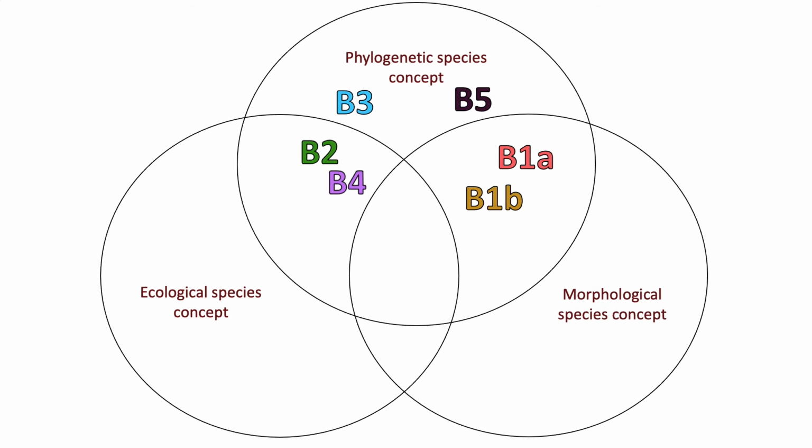And now based on that information, I think that these lineages are satisfying both the ecological species concept and the phylogenetic species concept. And based on the morphological data, I can't really say for sure that they're both morphologically distinct, but just looking at the difference between B2 and the B1s, I think that B2 could also fall into the middle of this Venn diagram, where it's satisfying all three species concepts.